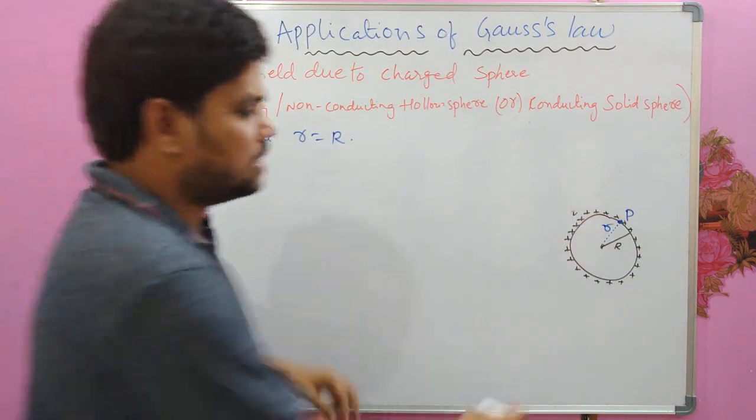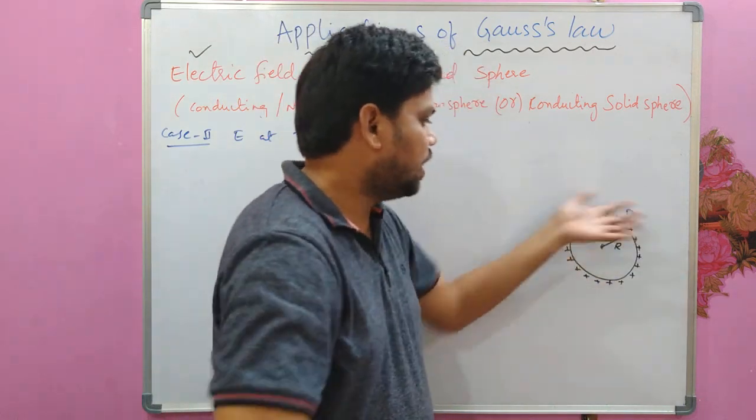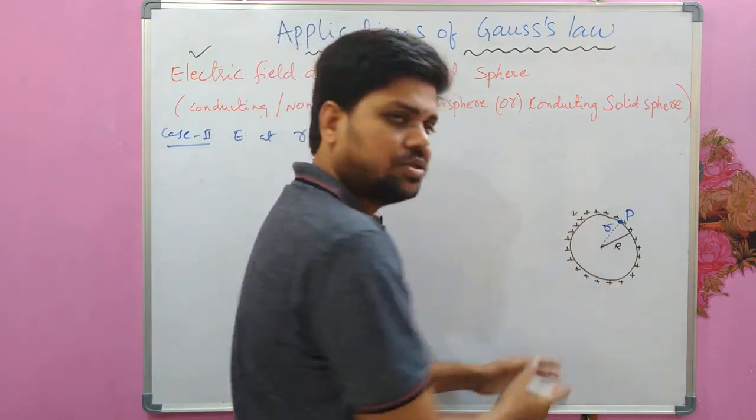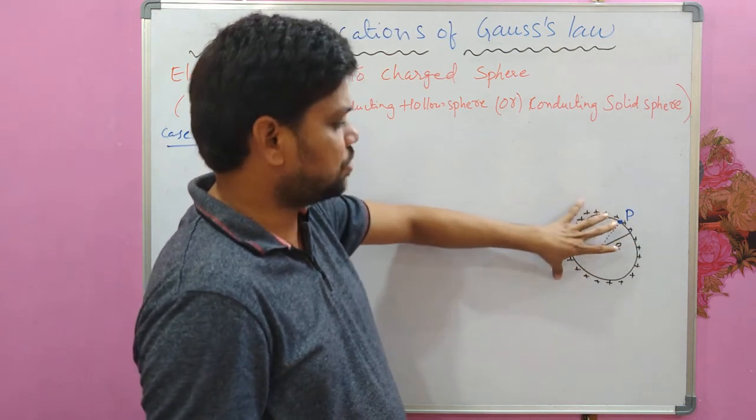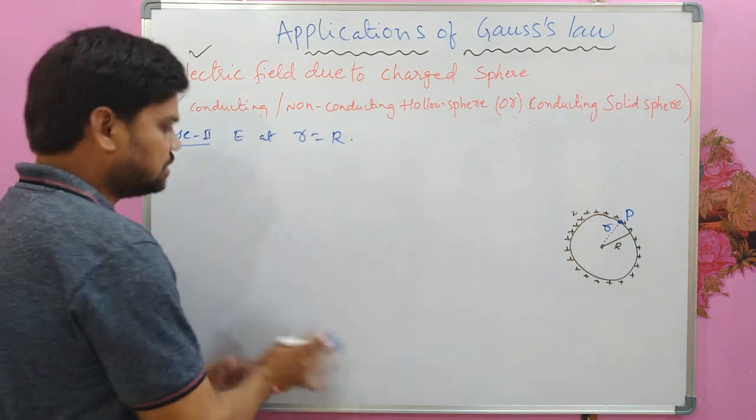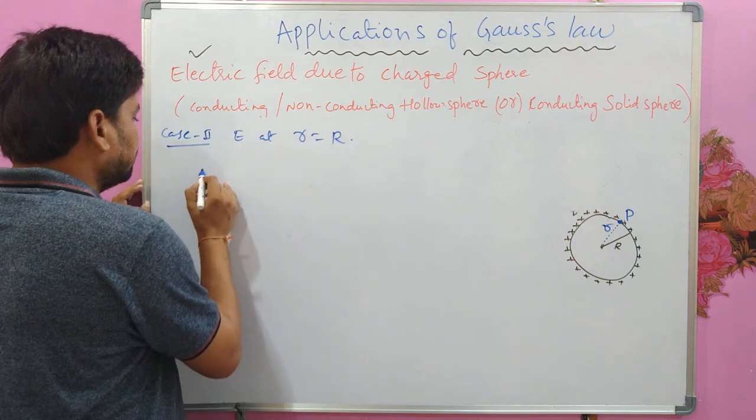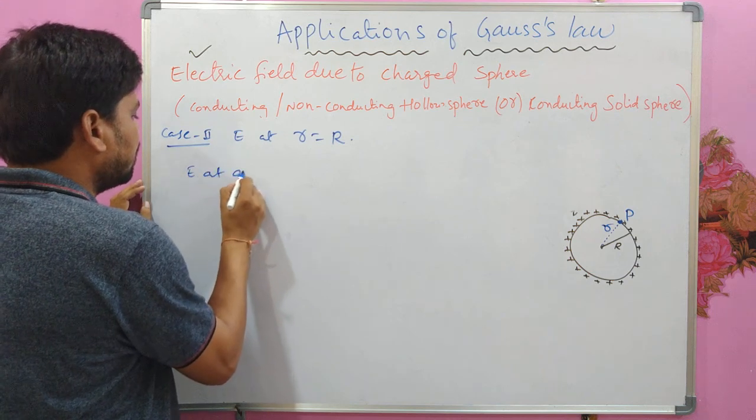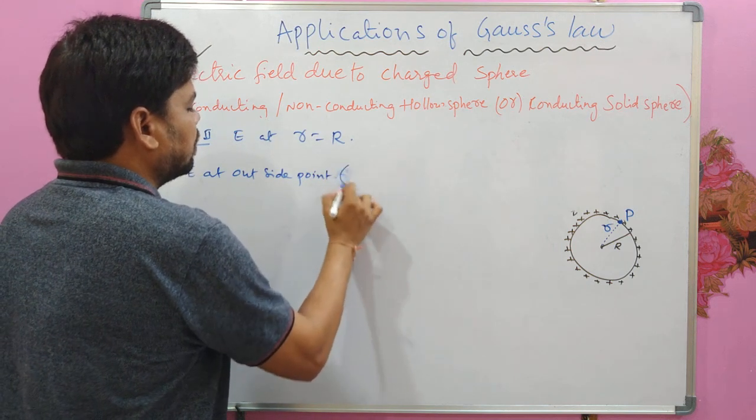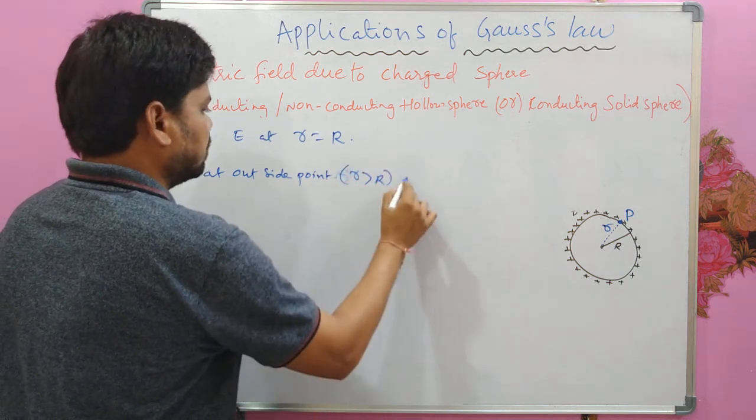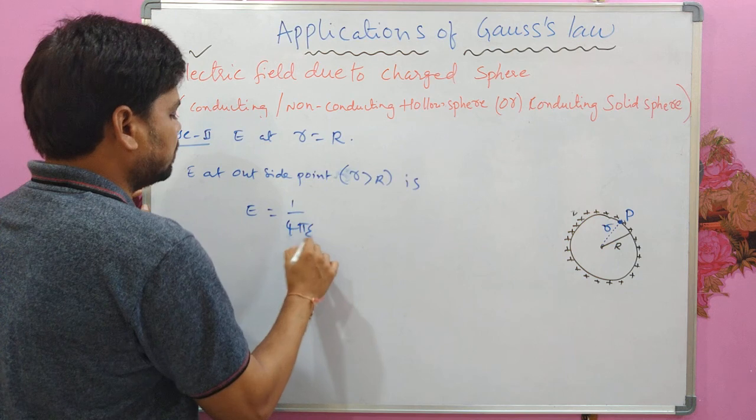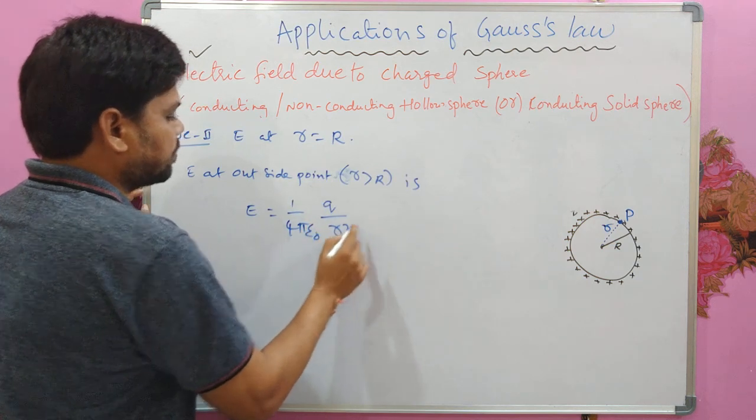Now what do you get? The Gaussian surface is exactly same as the original sphere. Everything same, and the charge enclosed by the Gaussian surface is same as charge enclosed by the original sphere, Q, and hence we get the same formula as we have got in case 1. E at outside point r greater than R is E equal to 1 by 4 pi epsilon naught Q by r square.